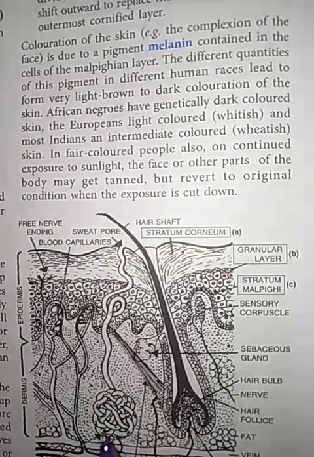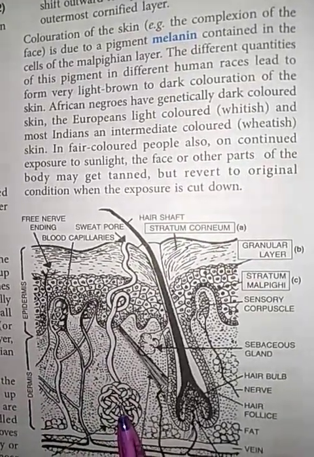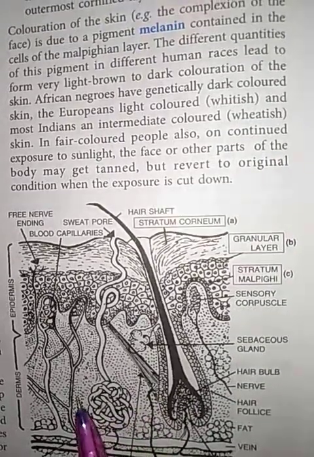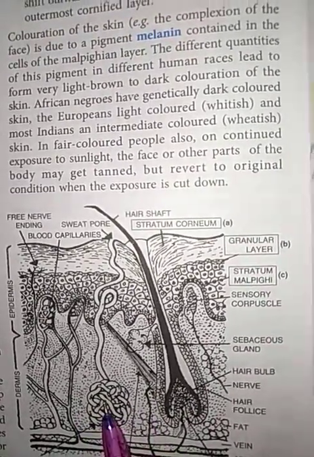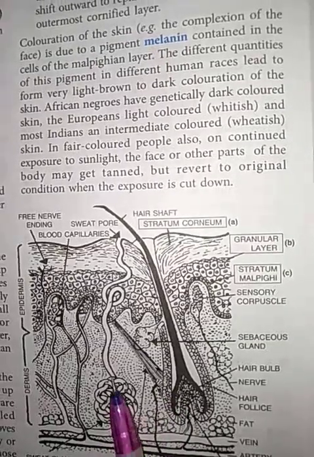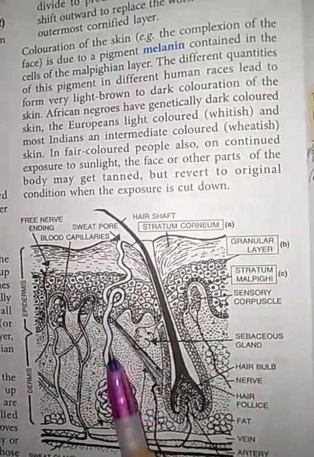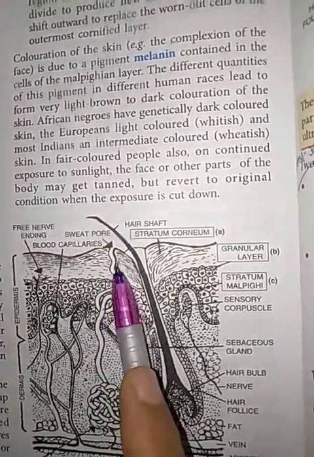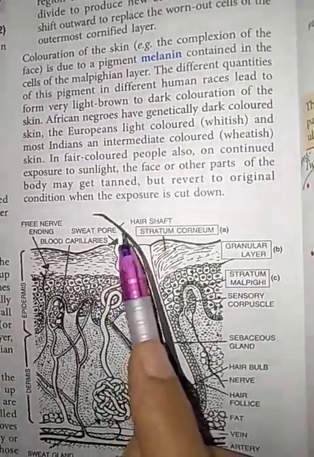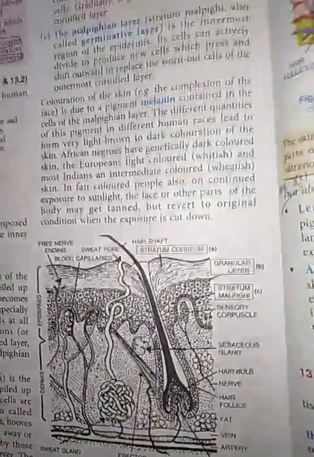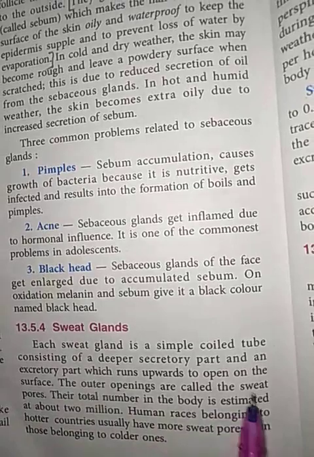The secretory part absorbs fluids from the surrounding cells, and some salts also get contained in this fluid. The secretory part takes this fluid to the upper excretory part, and then the fluid comes out on our body through the sweat pore in the form of sweat. So it is all about sweat.